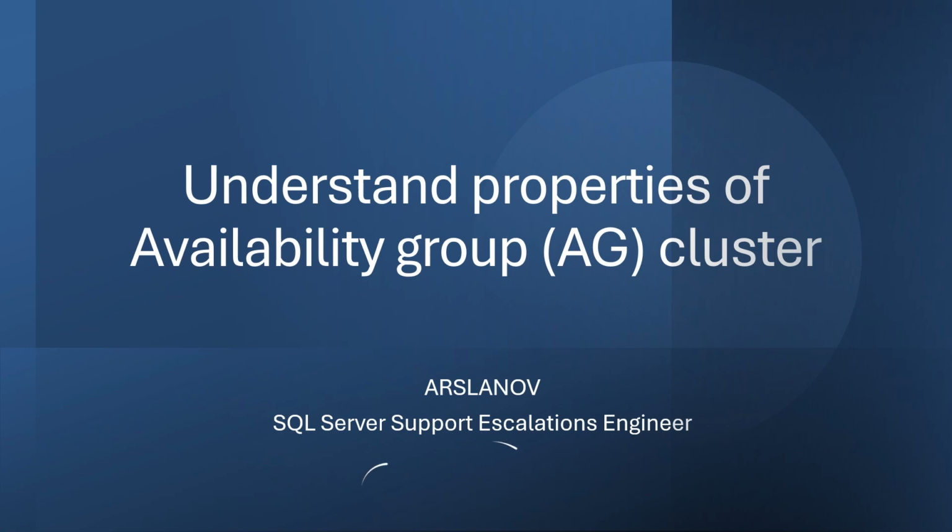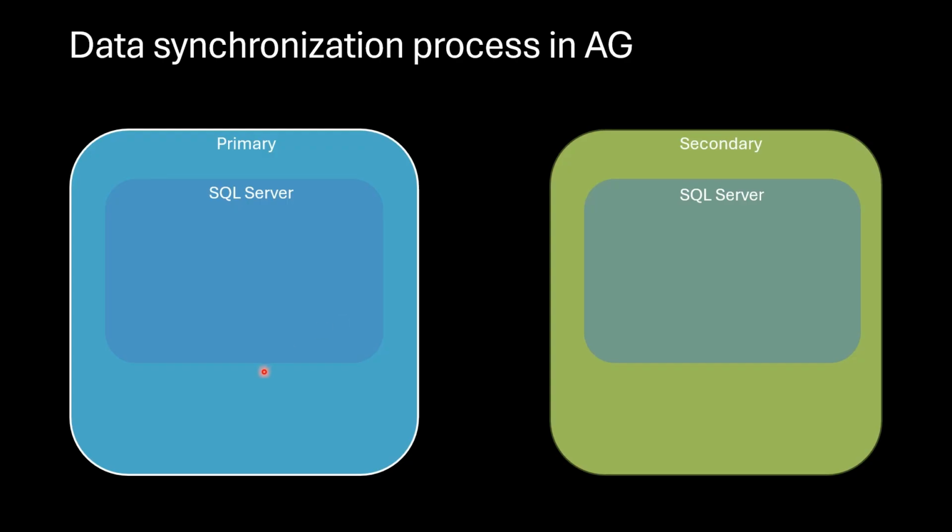Hello everyone. Let's quickly go through important properties of AG cluster in this session. But before understanding AG properties, I want to first quickly go through synchronization process in availability group. Here we have primary and secondary servers in always-on cluster.